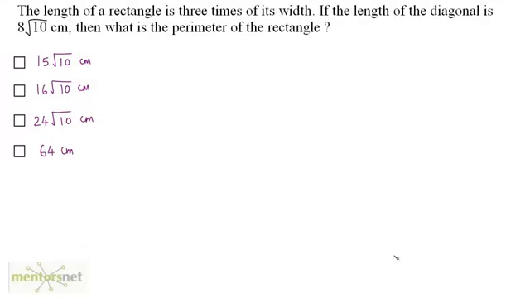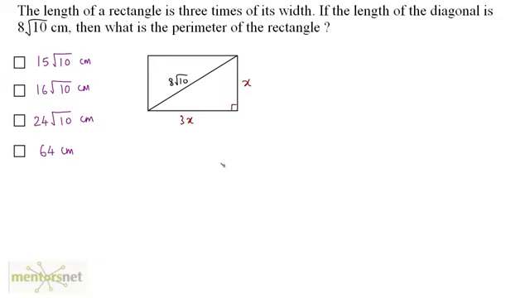The length of a rectangle is 3 times of its width. If the length of the diagonal is 8 root 10 centimeter, then what is the perimeter of the rectangle? Now we have been given the length of the diagonal as 8 root 10 centimeter. So if I consider the width as x centimeter, the length will be 3x. Okay. Now, as the angles in the rectangle are of 90°, this is basically a right angle triangle.